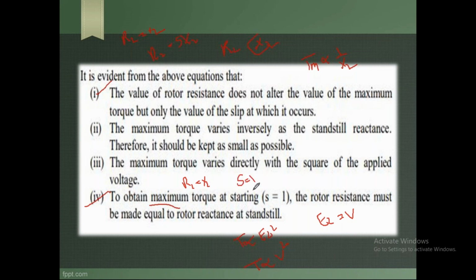So this is about the torque equation of the three-phase induction motor. We have only one topic remaining in this fourth unit, that is the torque slip characteristics of a three-phase induction motor. In the next class, we are going to solve some problems based on the torque equation. After that, we are going to discuss the torque slip characteristics.